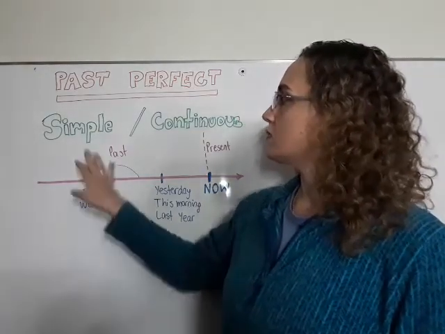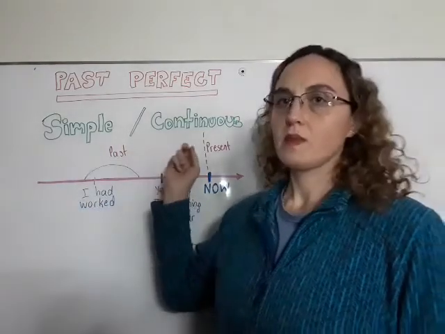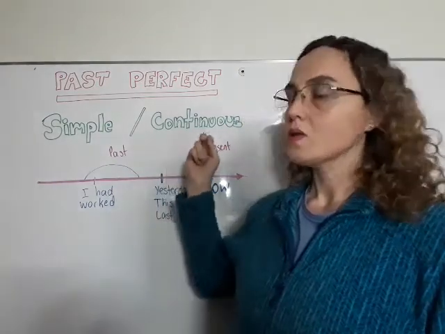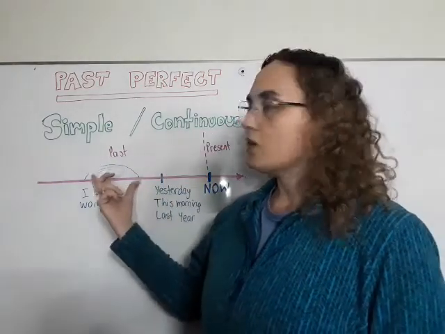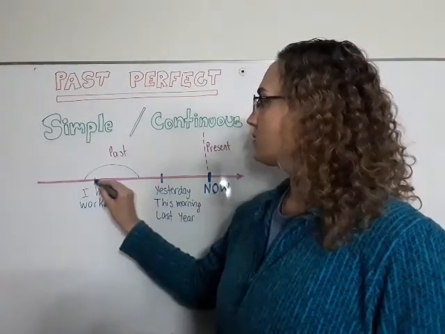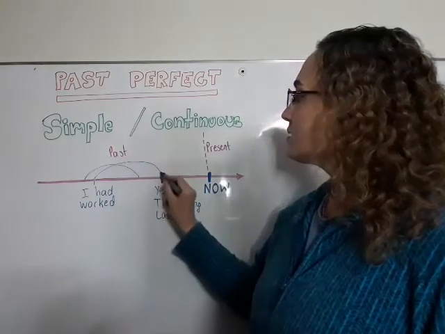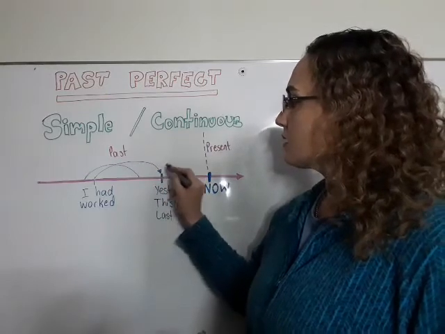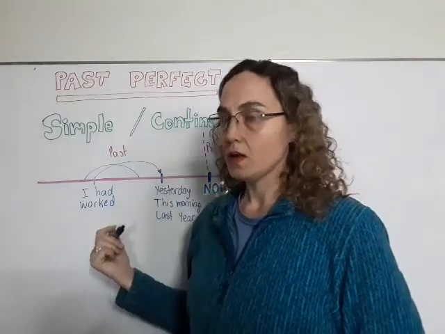What is the difference between simple and continuous? The same. Continuous always focuses on the duration of the action. So it is an action that started in the past, and at the moment of the other action in the past, it still continued. Okay?